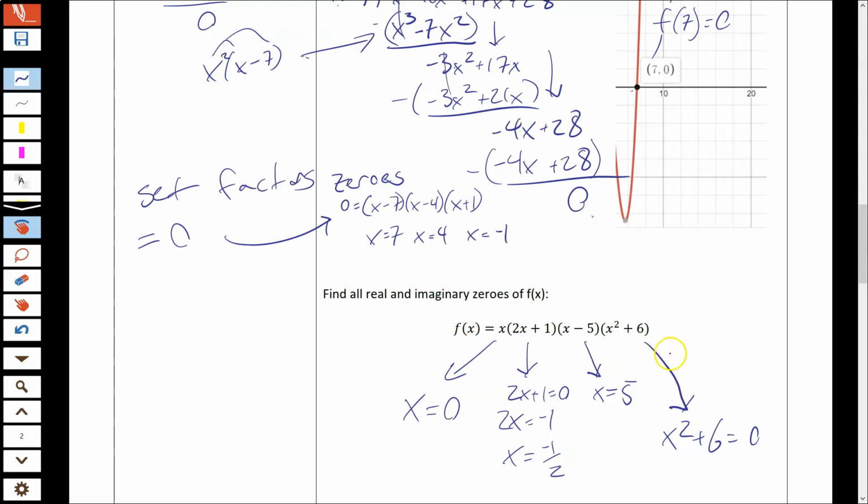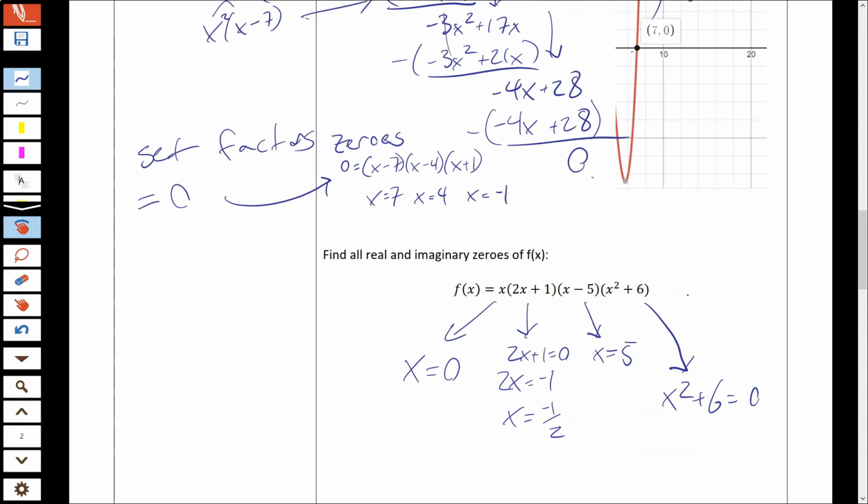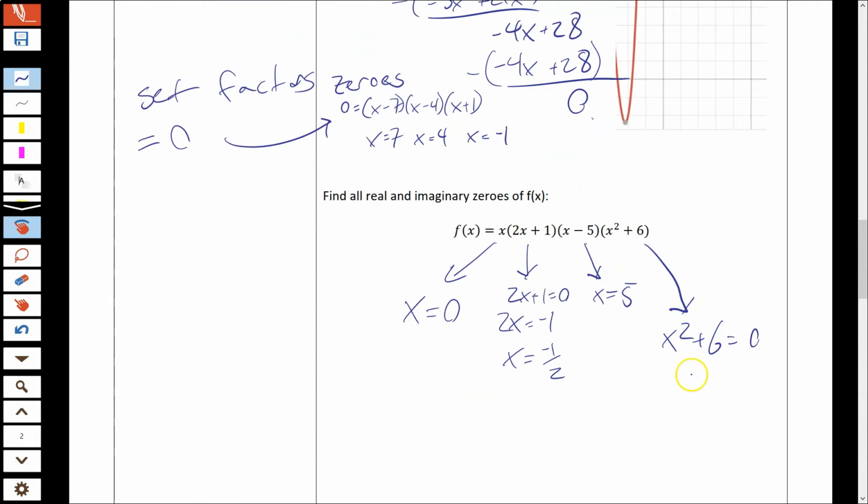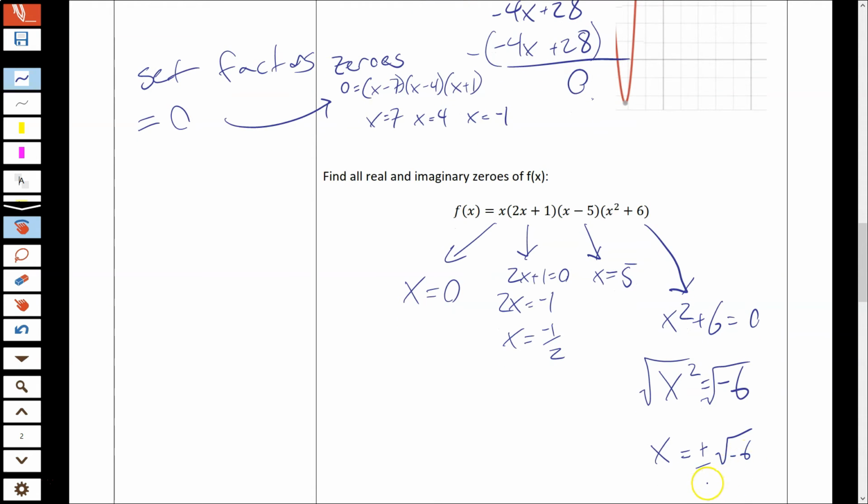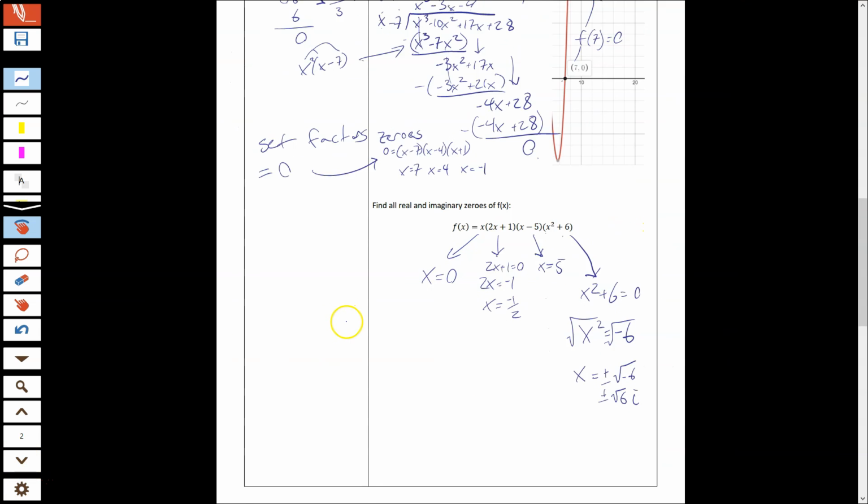So sometimes you can't quite factor one term all the way down. So if I get something like this, this is going to give me a complex root. And here's why. If I subtract that 6, and then take the square root of both sides, I get the square root of a negative number. So that gives me x equals plus or minus the square root of negative 6, which is the same as plus or minus square root of 6 times i. So factors of this form, x squared plus a positive number, will give you those complex roots.